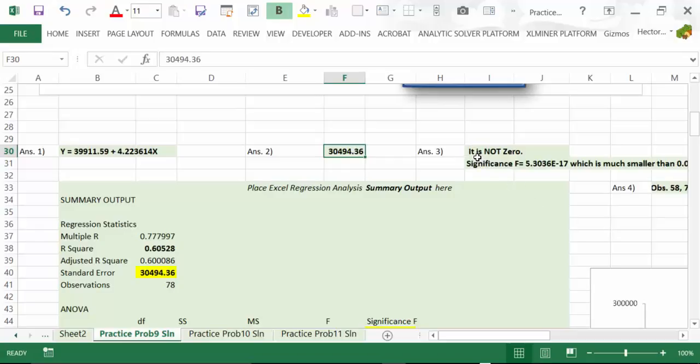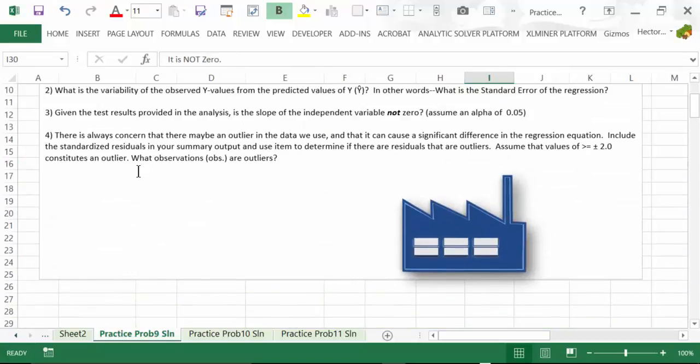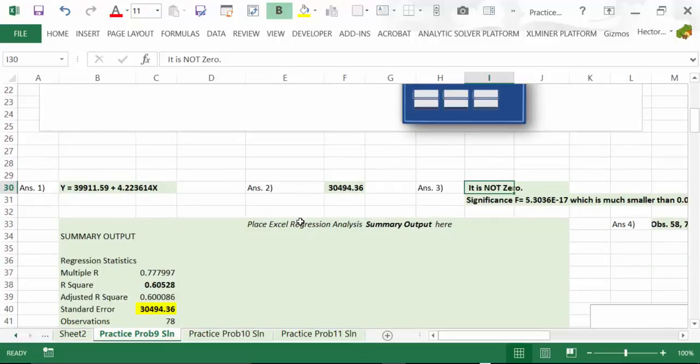And then it asks the question, is this significant? It is not zero. In other words, given the test results provided, is the slope of the independent variable not zero? It is not zero. Why? Because we get an F significance that is smaller than the alpha. So the slope of the independent variable is important in this model.